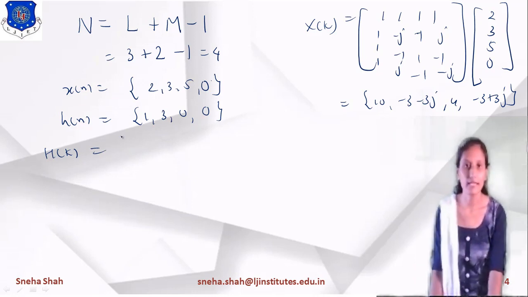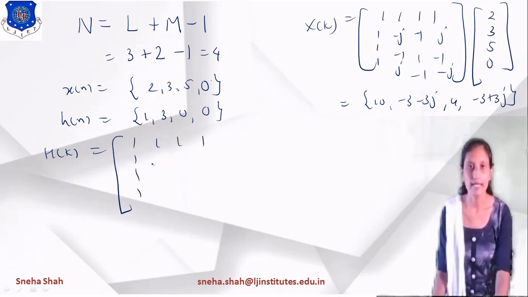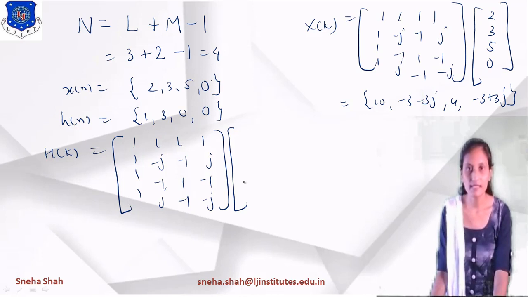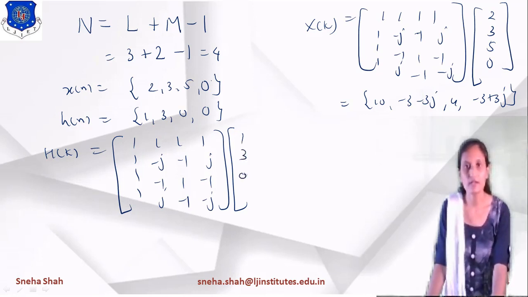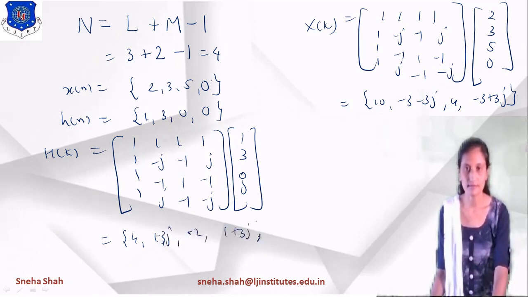In the same way, if I am finding h of k, what will be the value? The same matrix, 1, 1, 1, 1, 1, minus j, minus 1, j, 1, minus 1, 1, minus 1, 1, j, minus 1, minus j. This will be multiplied with h of n. What is the value of h of n? 1, 3, 0, 0. Now if I am solving this, then the answer is 4, 1 minus 3j, minus 2, 1 plus 3j.